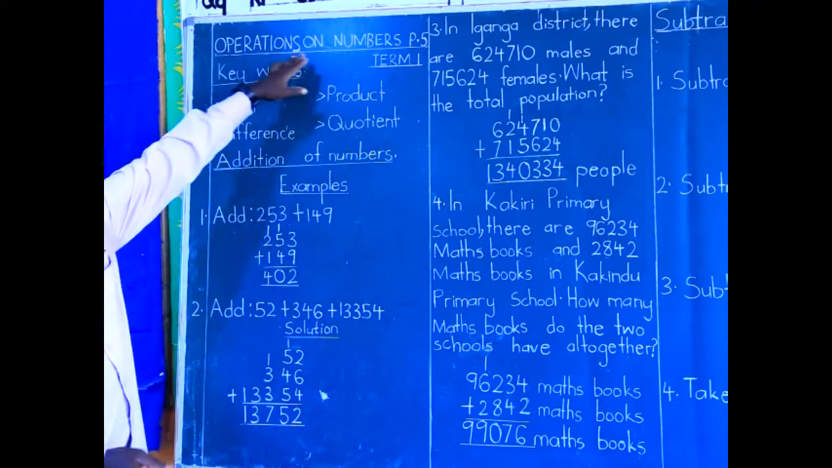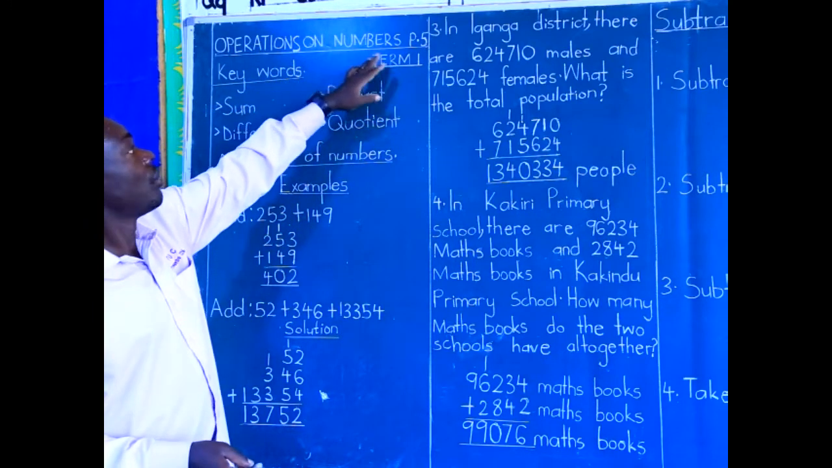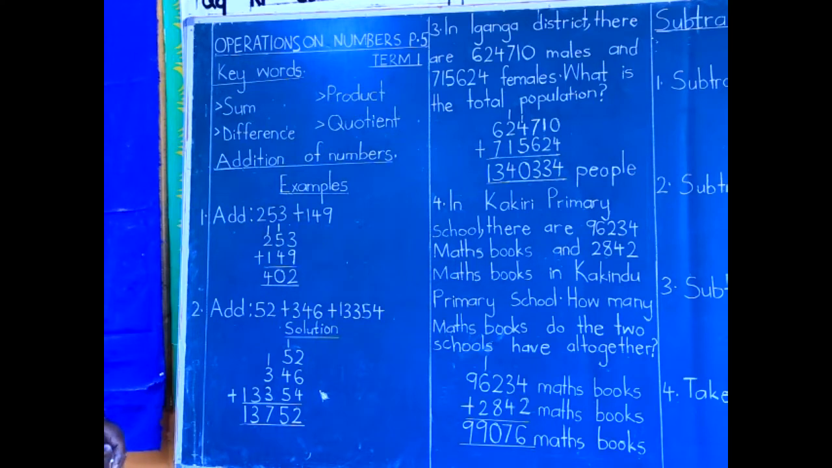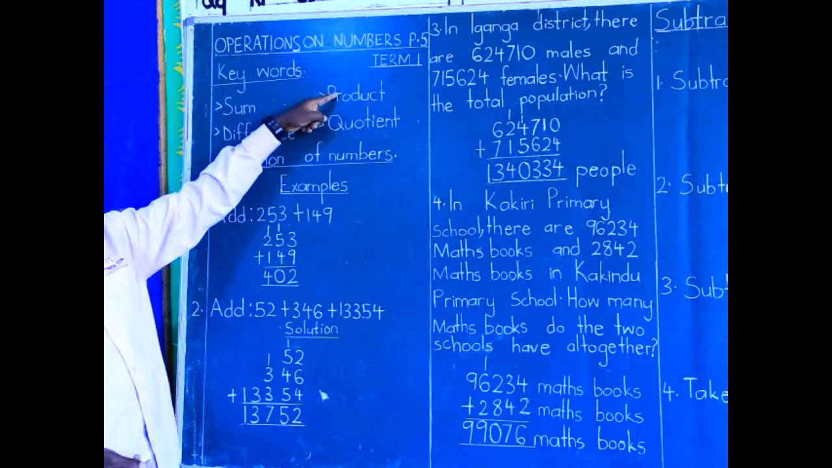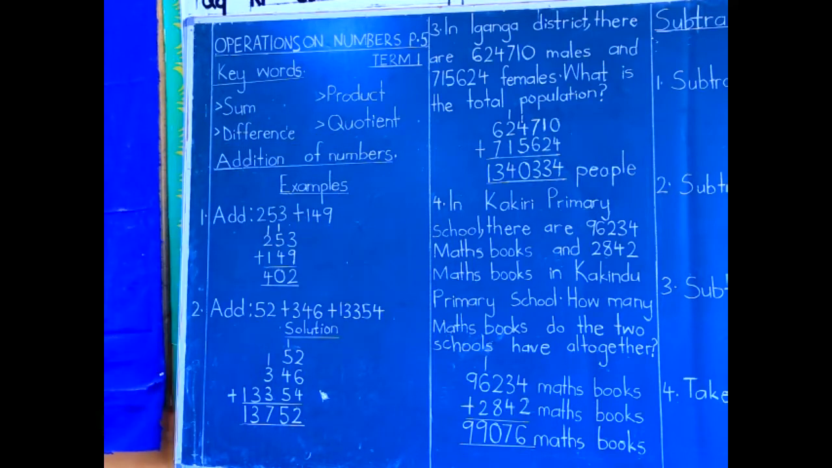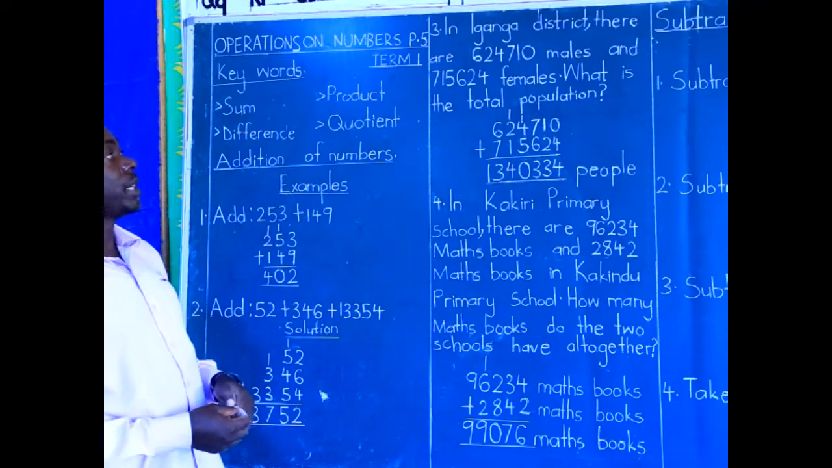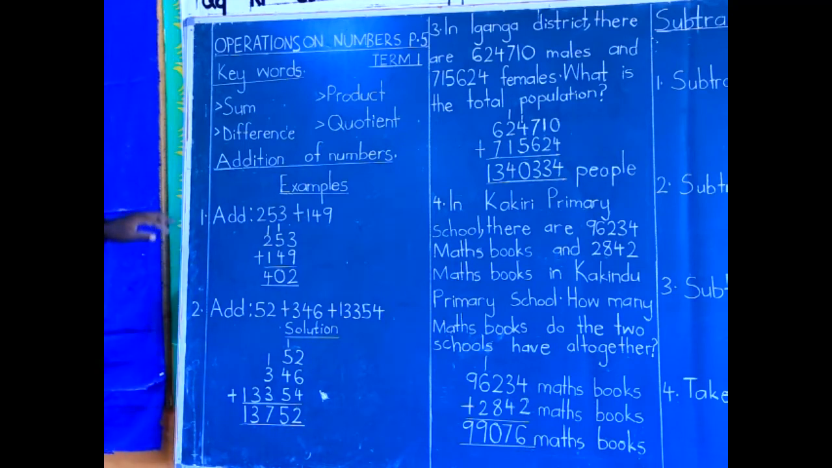So like I said, we are looking at operations on whole numbers in P5 term 1, and the key words to look at are sum, difference, product, and quotient, which are the technical words that summarize the addition, subtraction, multiplication, and division of numbers. So the question is, how does one then obtain sum? Sum is the result after adding two or more numbers. When you add two numbers and get out what's called the outcome, that said outcome is the sum.